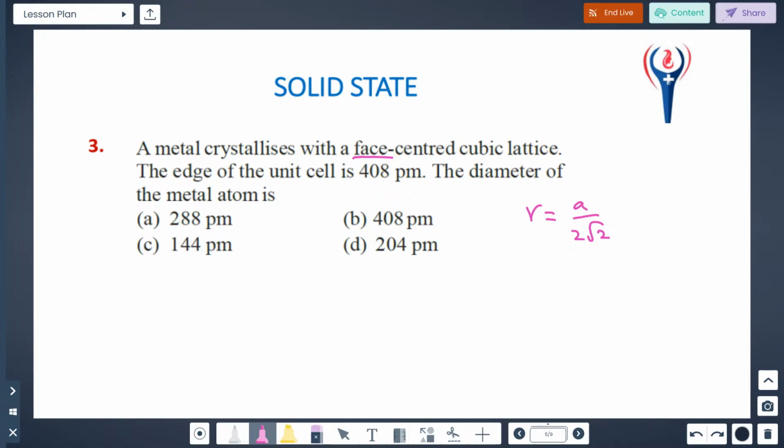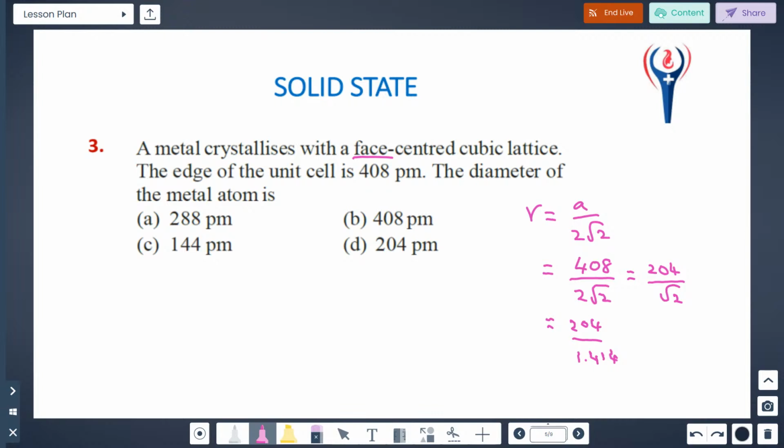Okay. So edge length is given. Edge length is what? a is called the edge length. So you can just substitute. We have 408 by 2 root 2. Understood? So here we can simply cancel. We will be getting 204 by root 2. So root 2 means 204 by 1.414. Understood? Okay. So simply you can write.